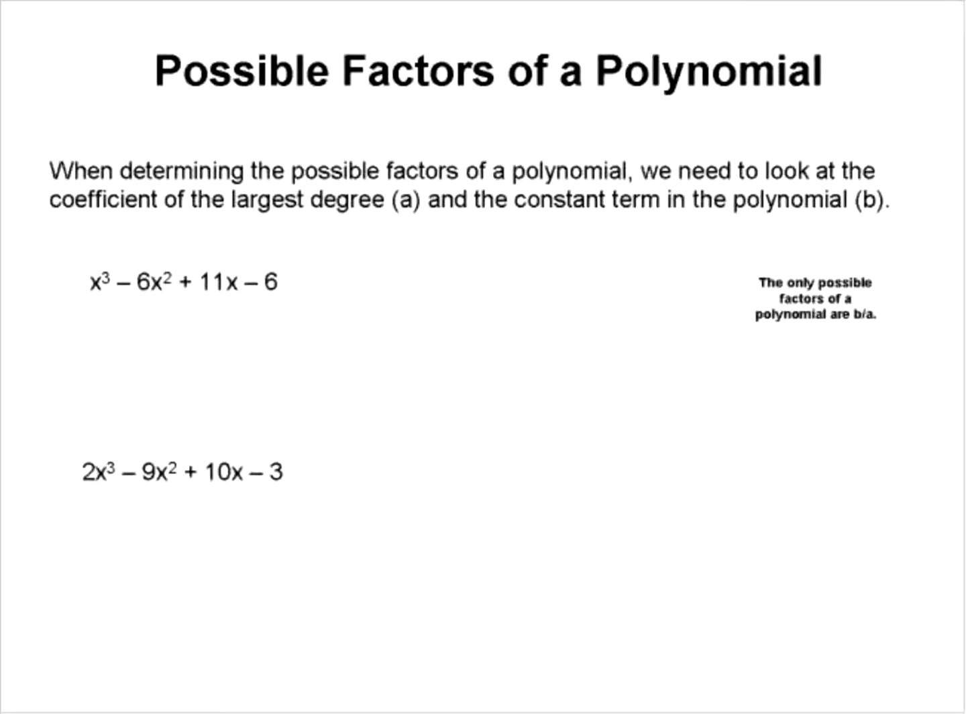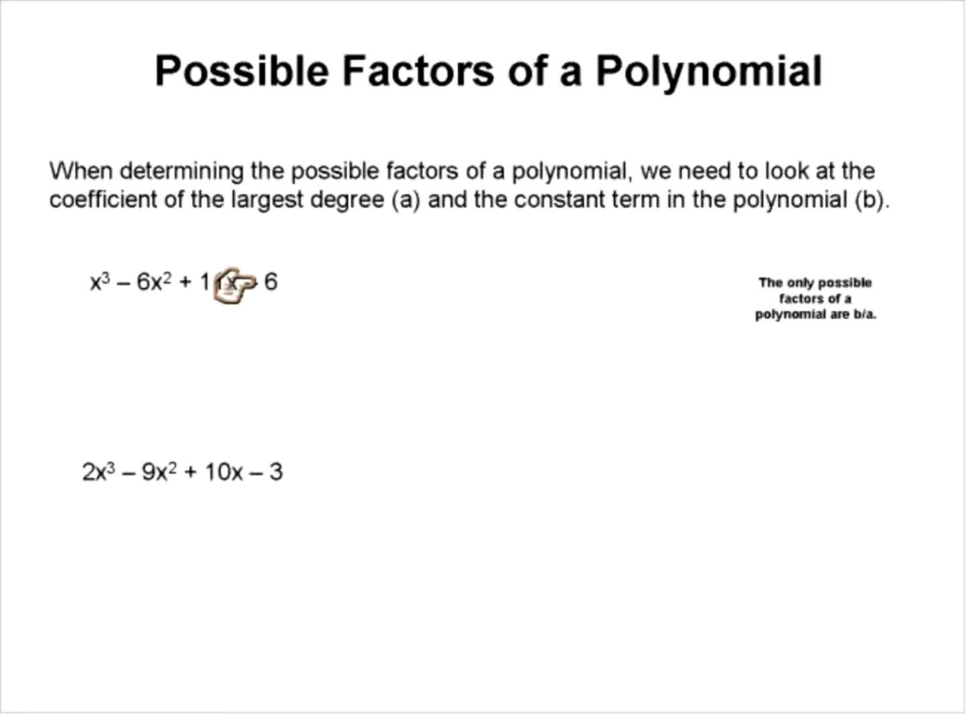So to try and figure out how can we factor a polynomial. Now, when we're determining the possible factors of a polynomial, what we have to concern ourselves with is the first coefficient, the number in front of the largest degree, and the last number. Now, there's a whole mathematical theory and explanation which I'm not going to get into. If you're concerned, you can come talk to me and I can show it to you.